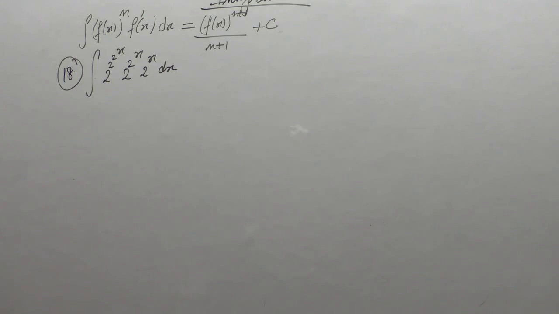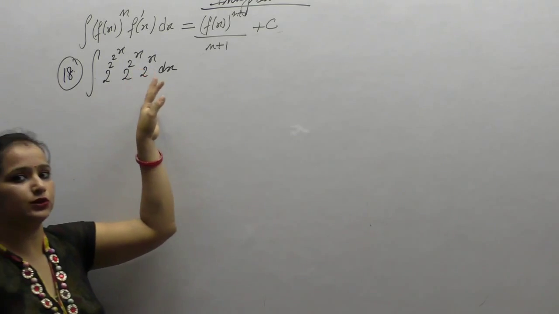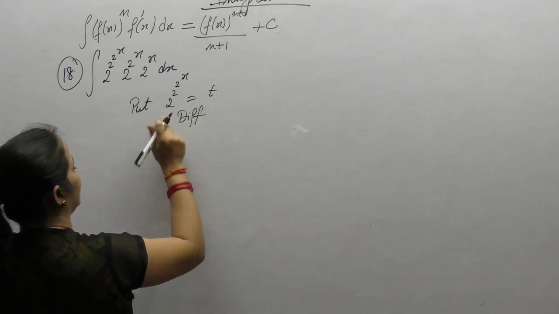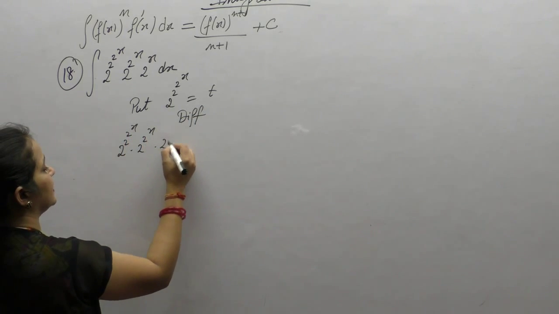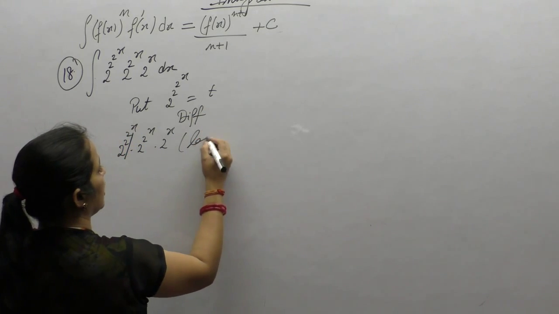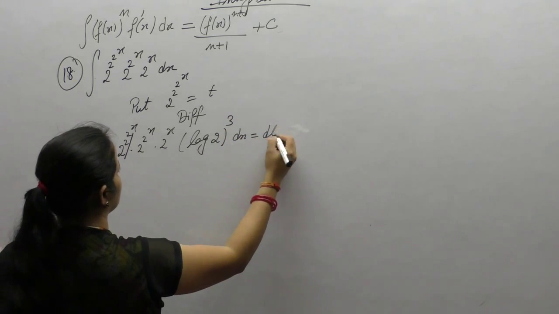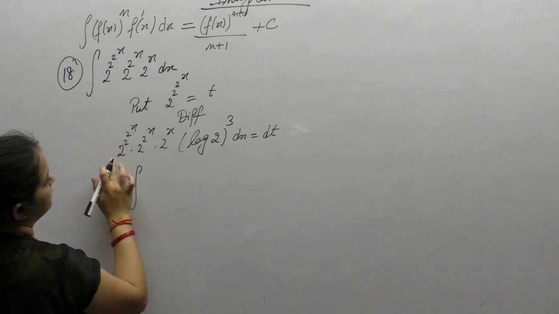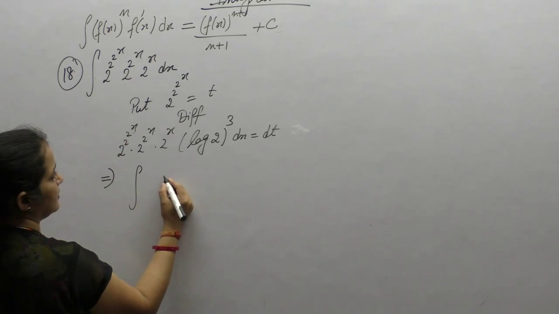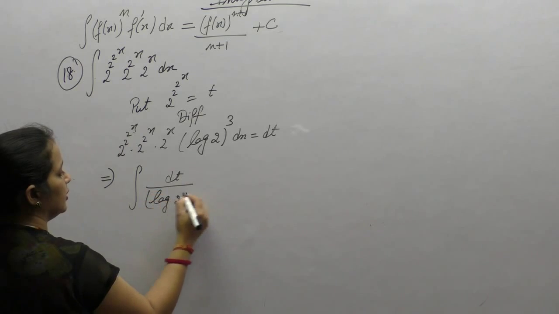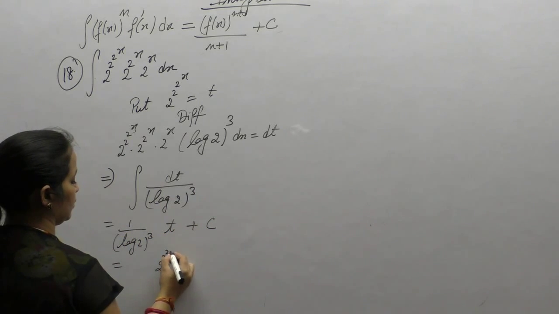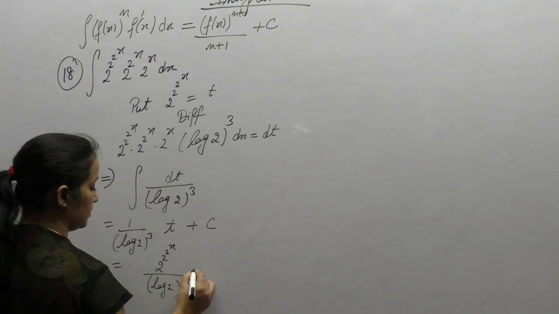Now the next question is integral of 2 power 2 power 2 power x, 2 power 2 power x and 2 power x. Here we put this as t. Now when we differentiate it, we get derivative of this into this into this. Here 2 is thrice, so into log of 2 cube dx is equals to dt. Now put the values. This as t and this function is dt upon log of 2 cube. Log of 2 is constant. Integral of 1 is t plus c. 2 power 2 power 2 power x upon log of 2 cube plus c.